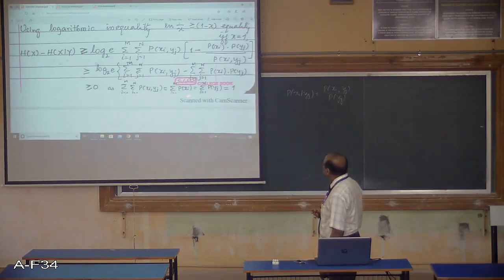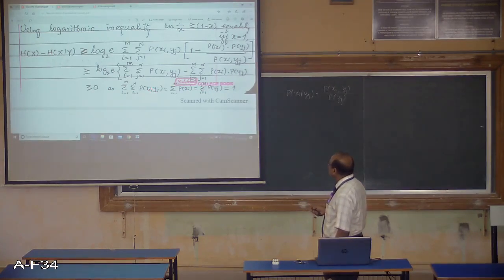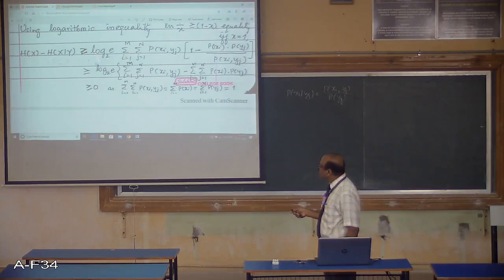This is the sum of probability of all the input symbols. This is the sum of probability of all the output symbols. So the sum of the probability of the input symbols is 1, the sum of the probability of output symbols is 1, and the sum of all the elements of JPM is 1. So this is also 1. This multiplication is also 1. So 1 minus 1 turns out to be 0.